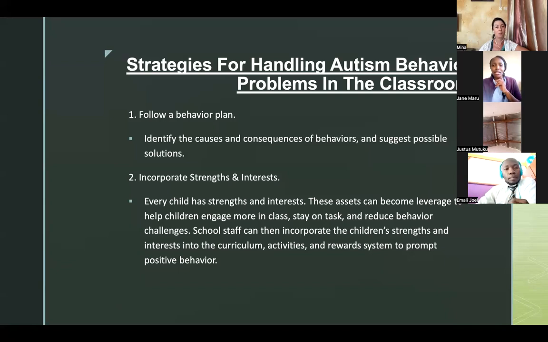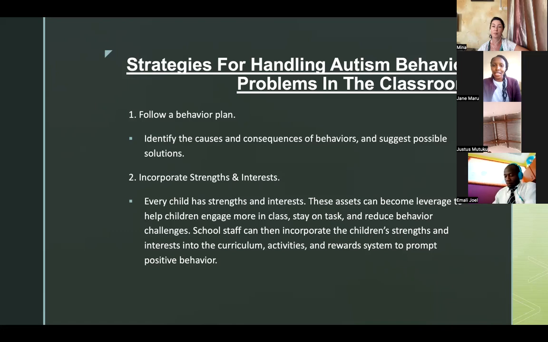Another way is to incorporate strength and interest. So every child has strength and interest. These assets can become a leverage to help children engage more in class, stay on task, and reduce behavior challenges. So I'll just give you an example. He loved anything that was visual. So whenever we would have a lesson that had pictures, or a lesson where touching was something he was very interested in, or a lesson where the learners get to model, these things really made him sit down and learn also with the other learners.